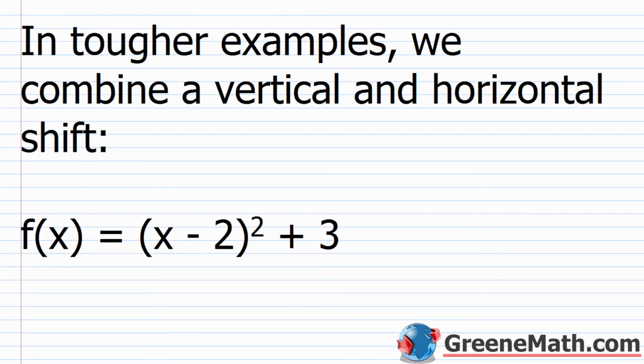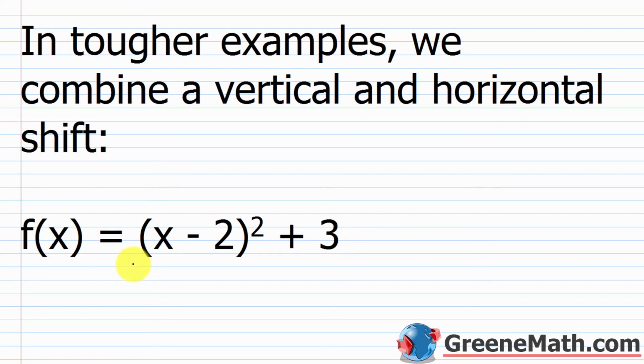So in tougher examples, we combine a vertical and horizontal shift. So you'll see these examples where you see f of x equals the quantity x minus 2 squared, then plus 3. So some of you get it right away. You just combine the two shifts.